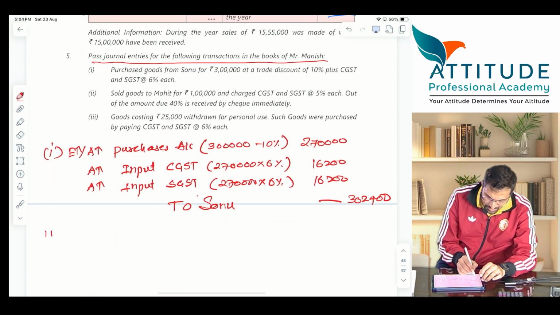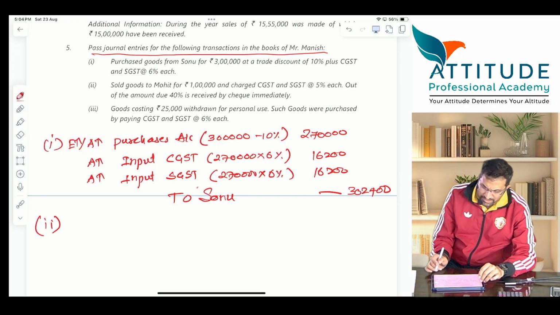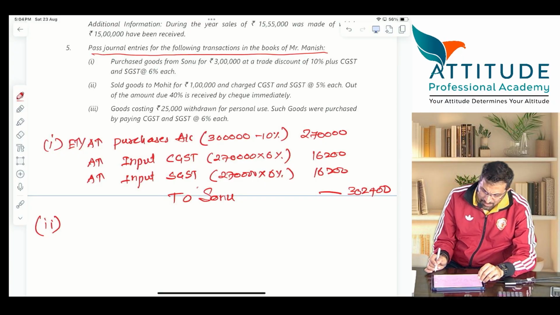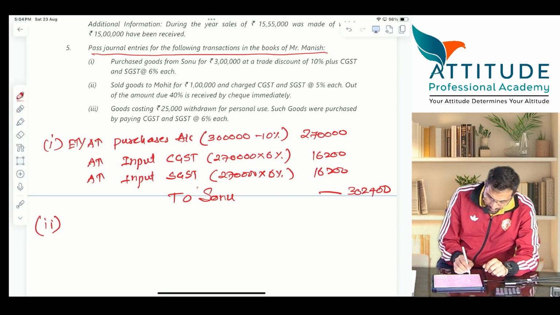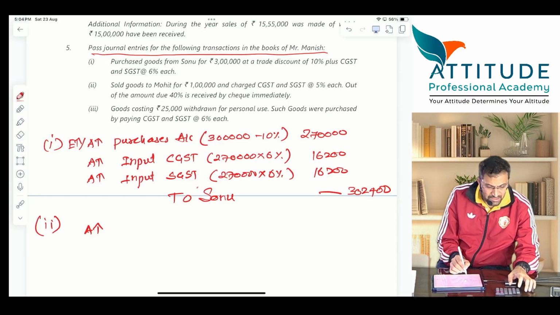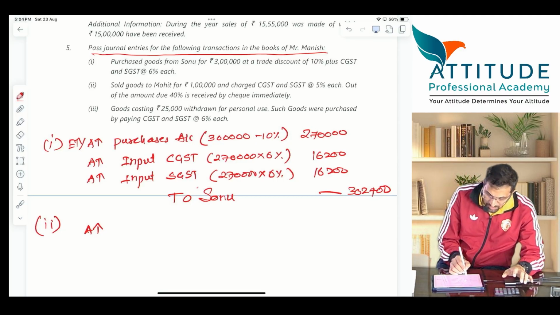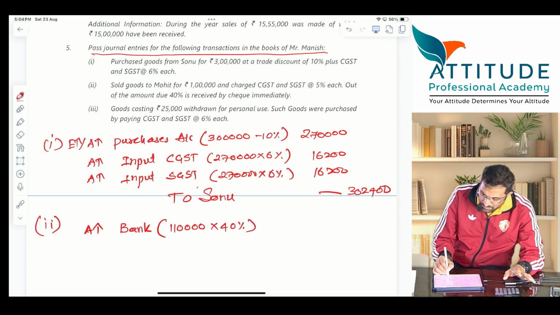Question number 2. Tell me. Second one: sold goods to Mohit, 1 lakh. Charge CGST SGST 5% each. Out of the amount, 40% is received by cheque immediately. So how much is receivable from Mohit? 1 lakh into 5% each, so take 10% of it. Now tell me the entry. Asset account debit. See, total is 1,10,000. All of you agree? Out of 1,10,000, how much was received? 40%, cash received, right? Cheque. So bank account debit, 1,10,000 into 40%, which will give you 44,000.